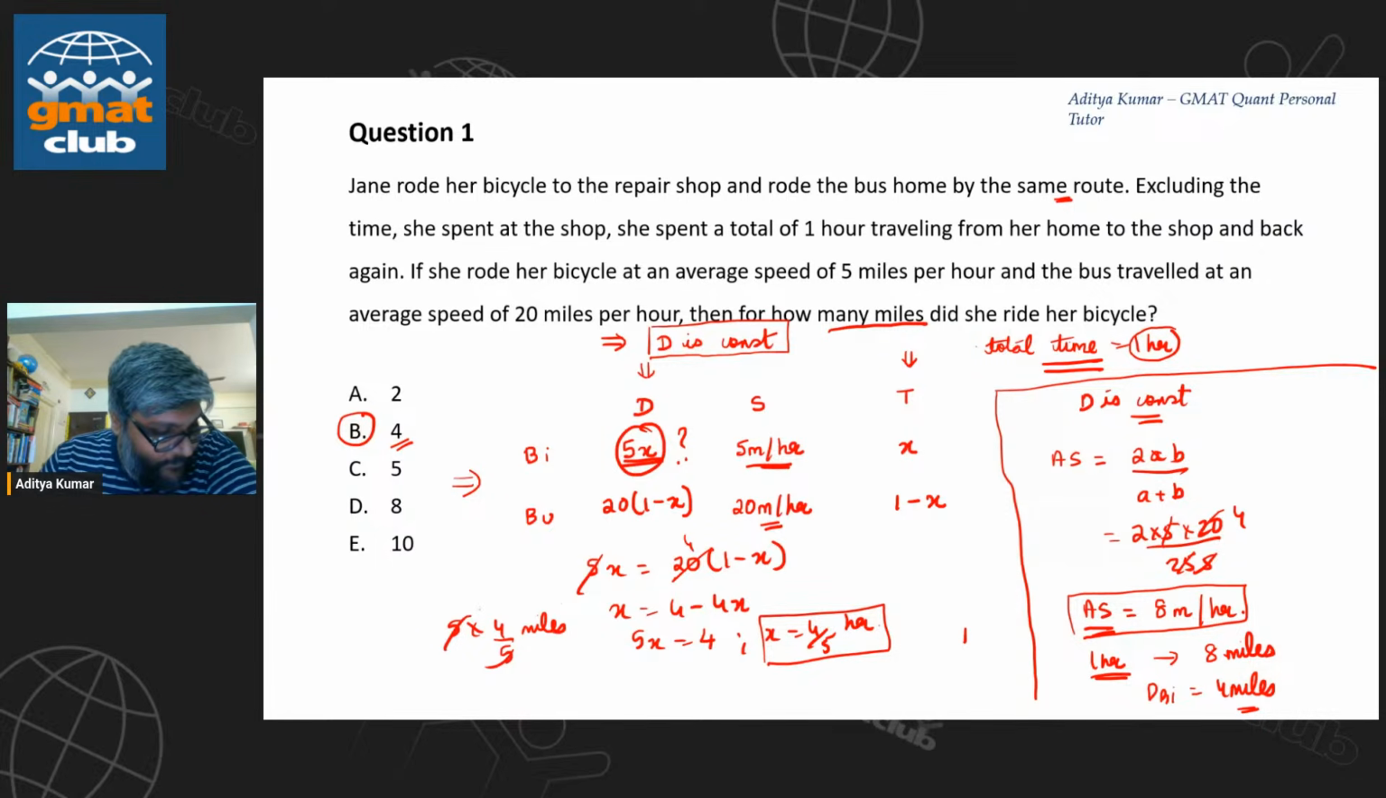Any doubts here? Any doubts? Can we go into the second one? I'm going to reinforce the process of working with the next two questions. So any doubts, please ask me at this stage itself. Okay.